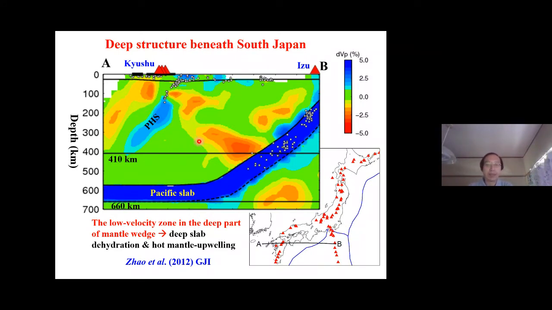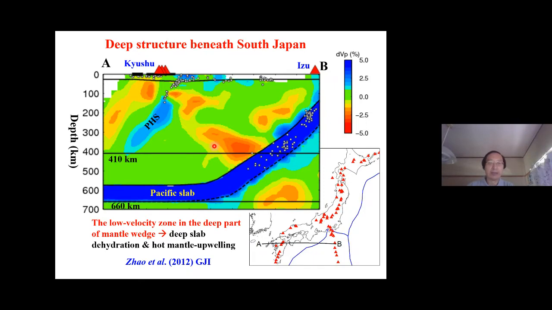magmatism. But here, between the Philippine Sea slab and the Pacific slab, we can see the big low-velocity anomaly, this red zone. So we think this is a hot and wet upwelling flow associated with the deep dehydration reaction of the Pacific slab. So there could be interaction between the two slabs through the fluids from the deep slab dehydration.